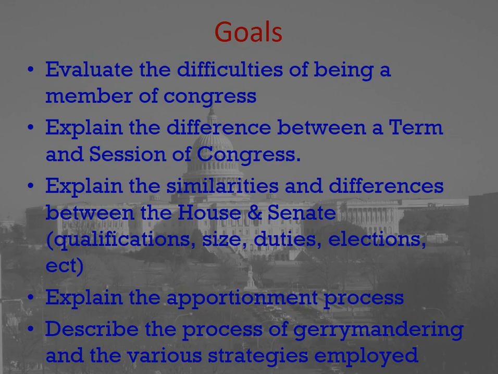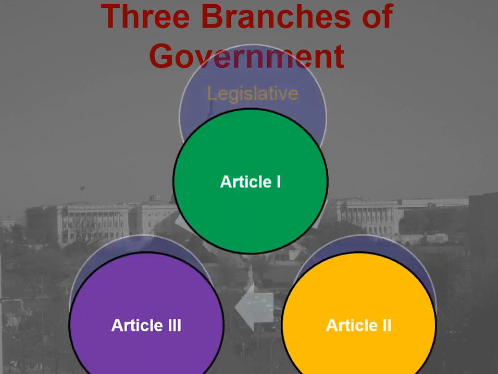So our goals for today: to evaluate the difficulties of being a member of Congress, to explain the difference between a term and session of Congress, explain the similarities and differences between the House and the Senate, qualifications, size, duties, elections, etc., to explain the apportionment process, and to describe the process of gerrymandering and the various strategies employed while gerrymandering. So we've already reviewed this before.